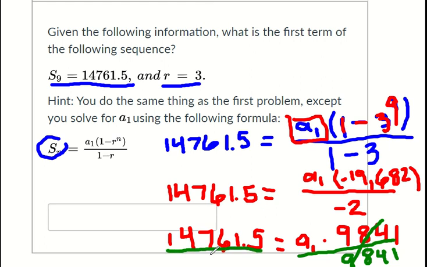So divide that by 9,841. Now I'm going to type that in. 14761.5 divided by 9841 equals, and I got A1 equals 1.5. So I got 1.5.